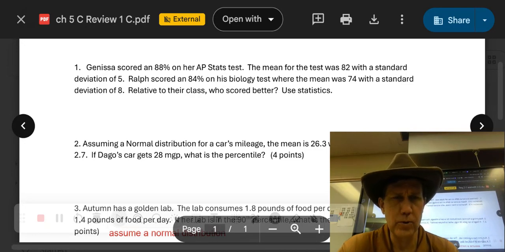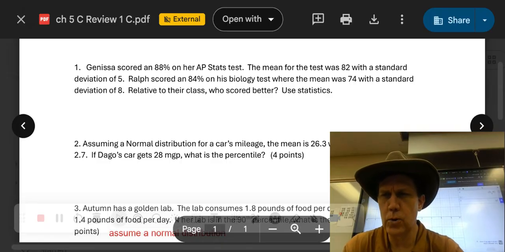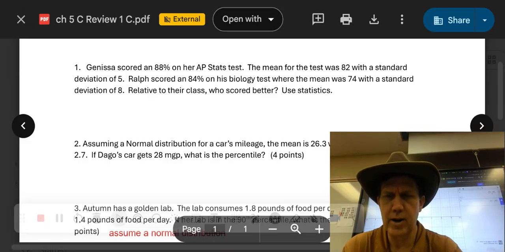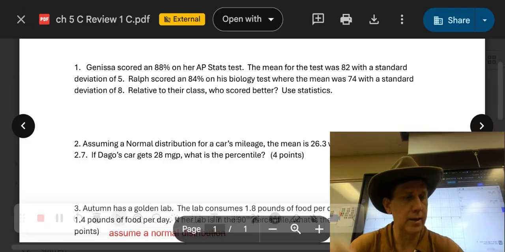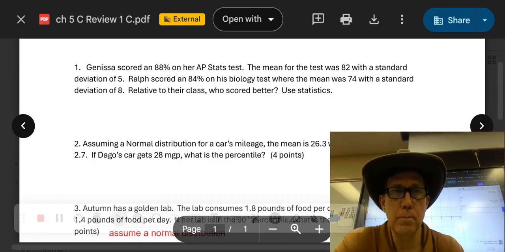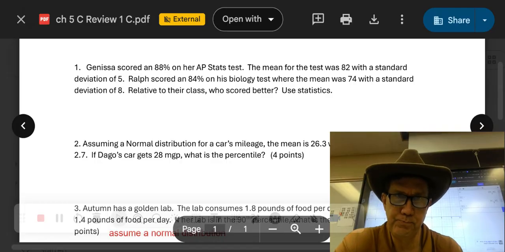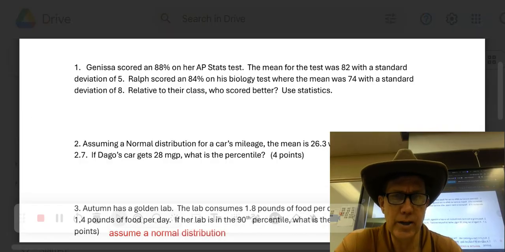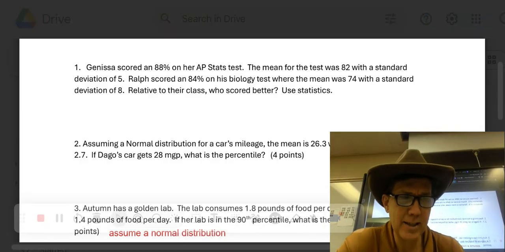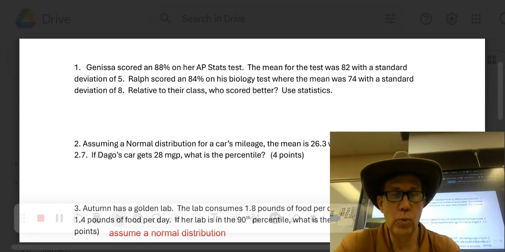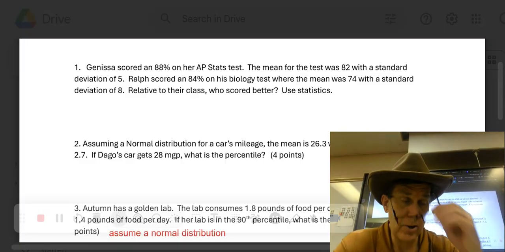Then the other z-score is for Ralph. He scored an 84 where the mean was 74 with a standard deviation of 8. So 84 subtract 74. And then go to the end of that, divide by 8, we get 1.25. So Ralph scored better. On this one, I'll let you look to the answer key. I'm not going to write that down here, but you should state then Ralph scored better because he's farther along in the direction with what you would want to do. You would want to score higher on a test.